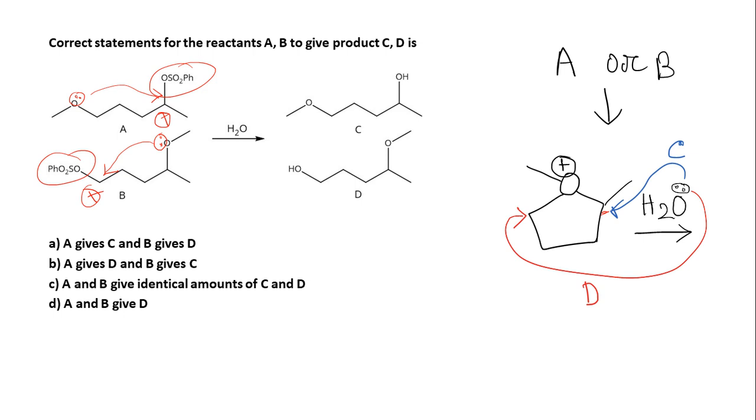If it is attacking at this position you will be getting the molecule C, and this bond will be broken. But if you are following the red arrow, then you will be getting the product D. So both the possibilities are there, and when it is D attack, basically this bond will be broken and you will be getting this product. That means we will be getting both C and D. So which option should be correct? A and B give identical amounts of C and D. So this is the correct option.